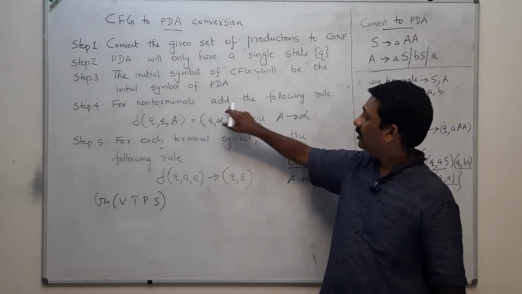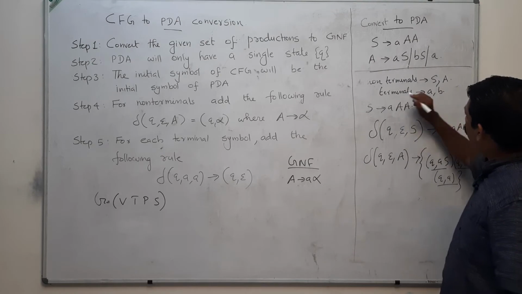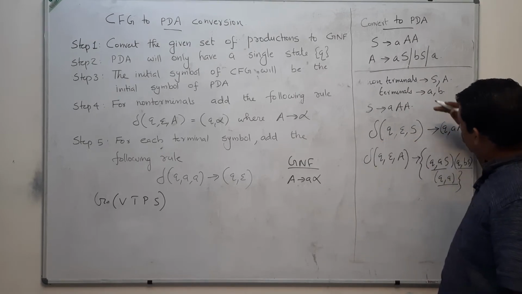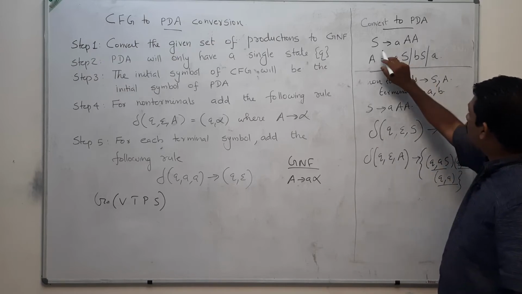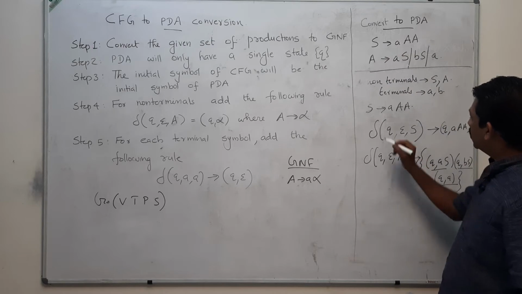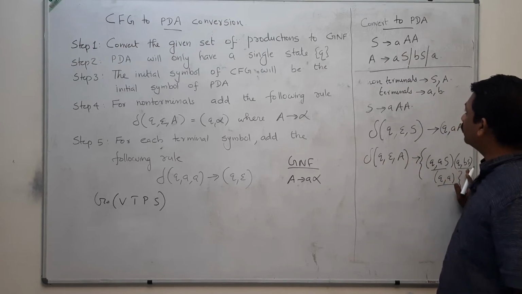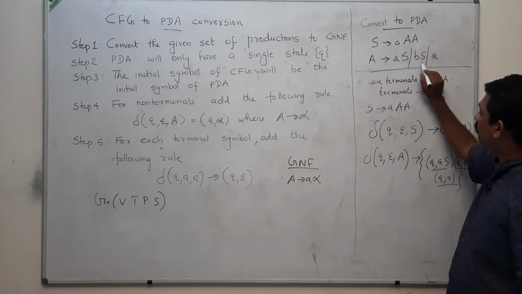So for non-terminals add the following rule. So I have completed the non-terminals S and A. These are the productions which we have derived from S derives A, and these are the set of moves which we have created from the productions A derives AS or BS or A.